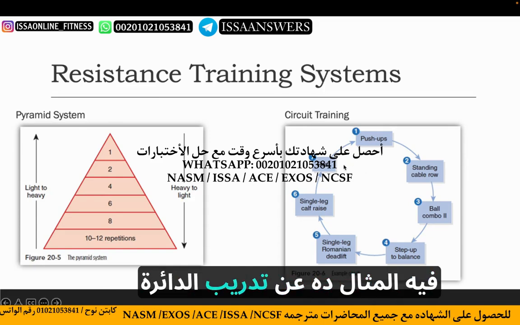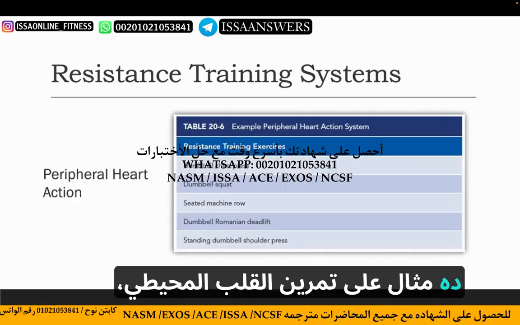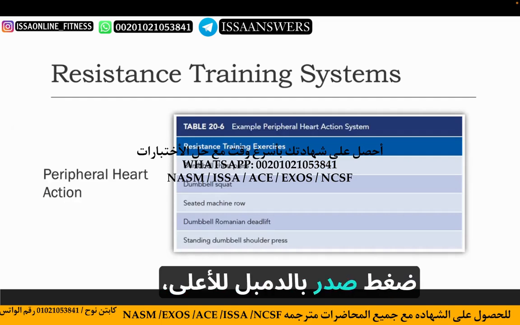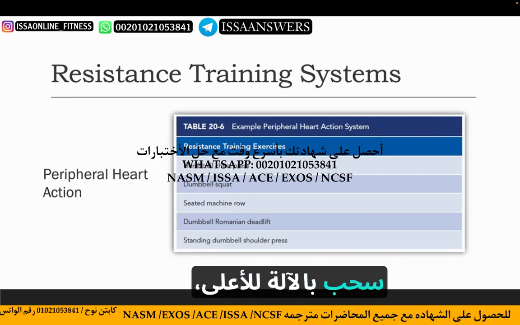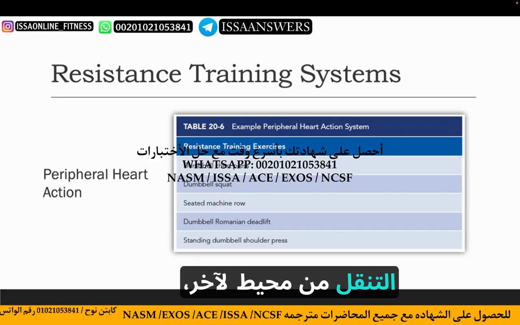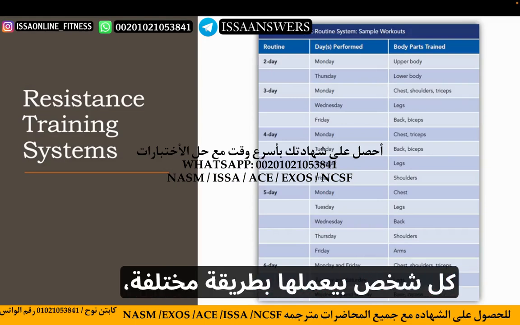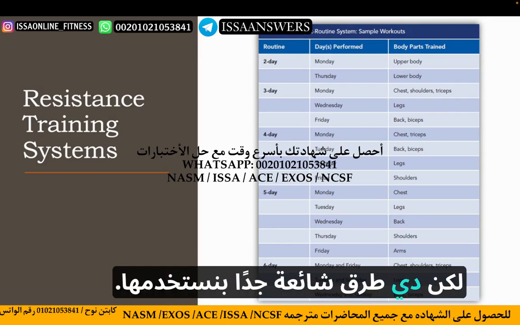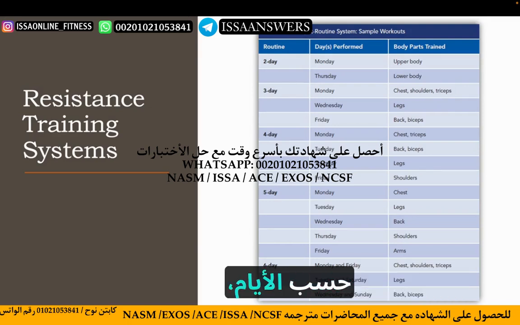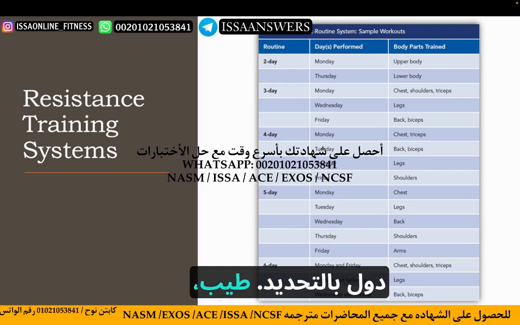There's that example of your circuit training, moving from one to another. There's your peripheral heart action: upper dumbbell chest press, lower dumbbell squat, upper machine row, lower Romanian deadlift, upper dumbbell shoulder press. That's just, again, upper, lower, moving up, from different periphery. There's your split routine, a pretty good way of how you break it down. Each person does it differently, but these are really common methods that we use depending upon how many days you train throughout the week. Okay?